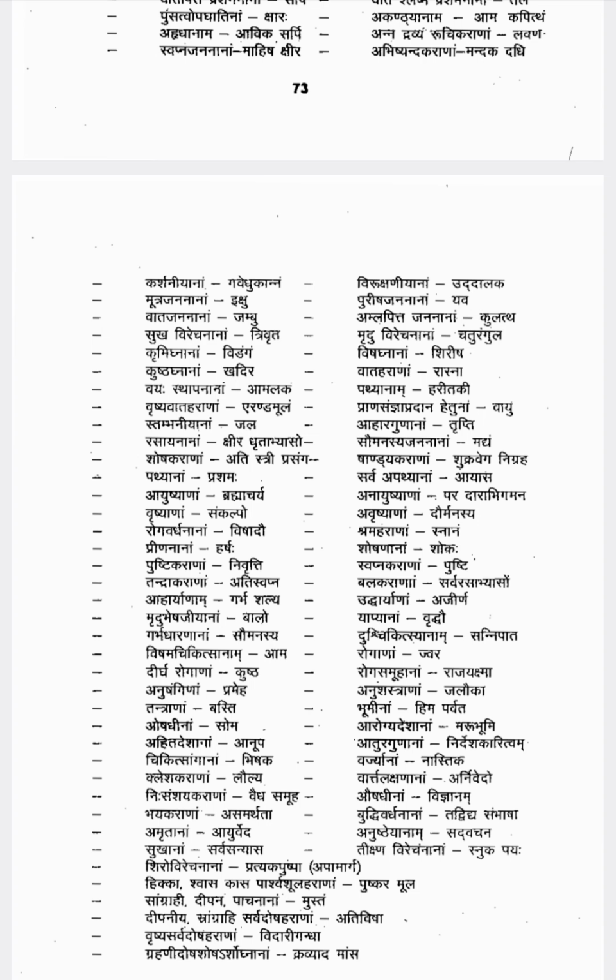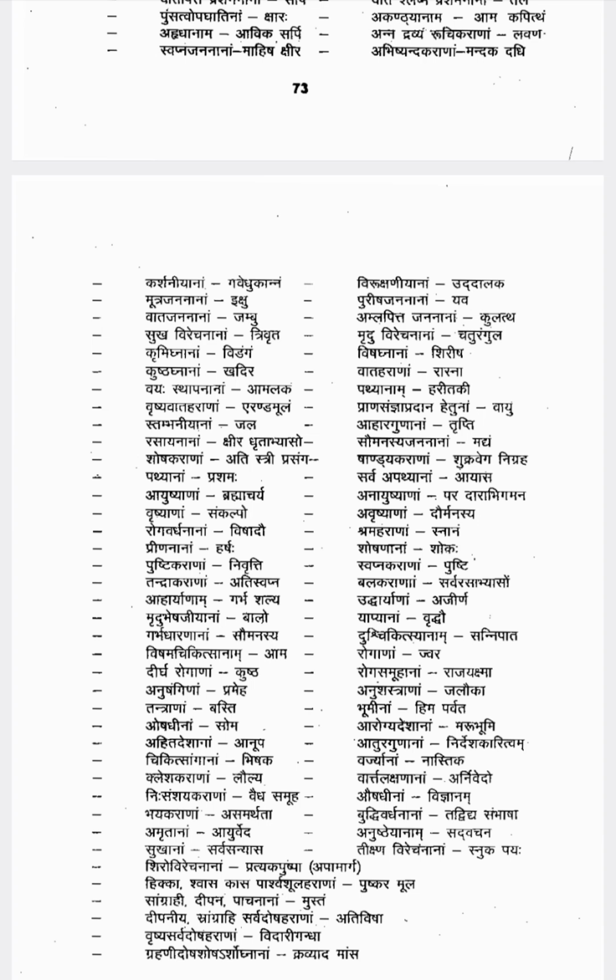Then virukshaniyanam uddalaka. Virukshana creates dryness of the body. Uddalaka. Purisha jananam yava. Those who are suffering with constipation, who are not getting stool formation, you can give yava; through that, bulky stool will form. Amla pitta jananam kulatta. Mrudu virejana is chadurangula. Sukha virejana is trivrit. Vishaknanam shirisha. Vadaharanam rasna. Vrishya Vadaharanam erandamulam. Only Vadahara, that is rasna.